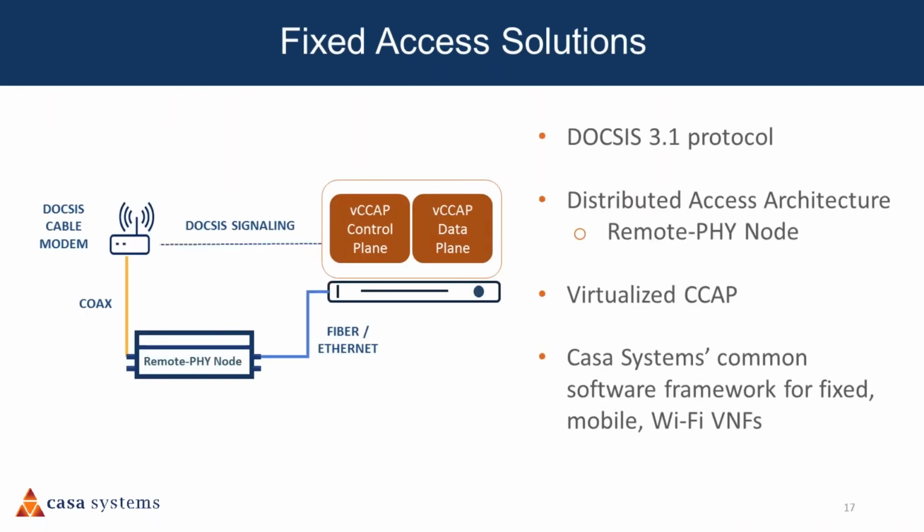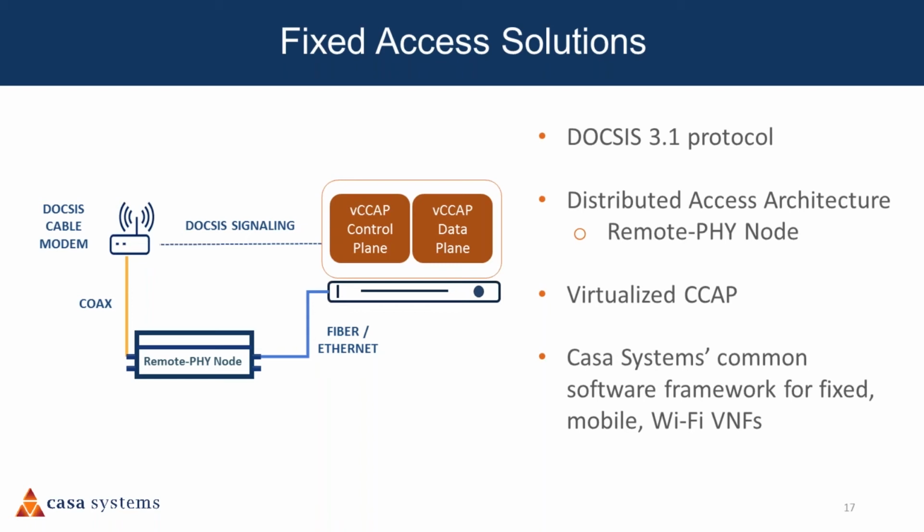So we start with our fixed access solutions. This is our VCCAP. The idea here is you have the hardware on the left side, you have the cable modem, which has always been there. The remote PHY is what we're breaking out of our current CCAP architecture, because that's the physical, which needs to remain. And then everything else we virtualize.